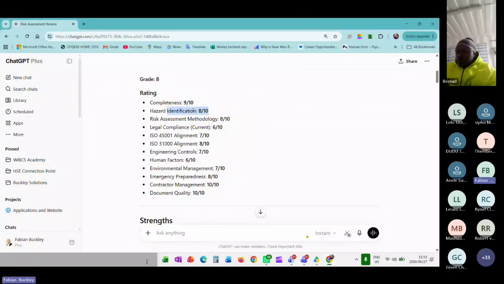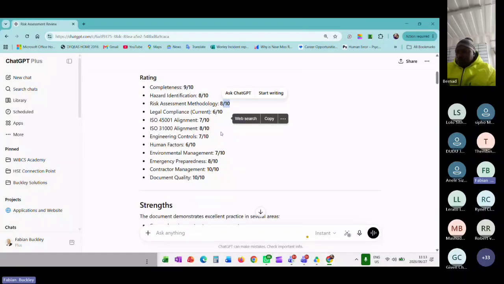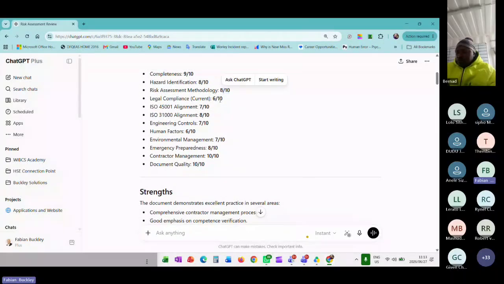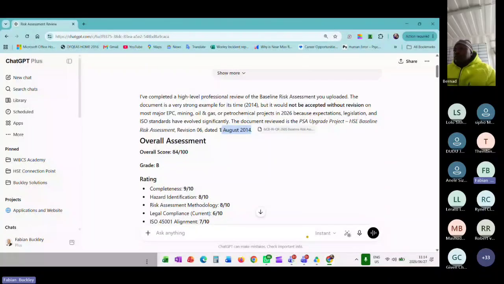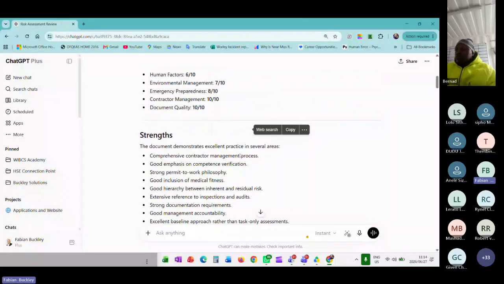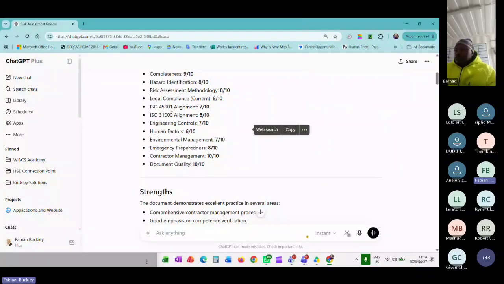And you would have identified as well that there were some changes. It was still giving the old construction regulation references at the time, because you remember that construction regulations only came out, even though it was promulgated in 2014, we only started really using it from 2015. Okay. And then you would see aspects of ISO 45001 alignment, also taking into consideration this was during OHSAS 18001 time. ISO 31000 alignment is not bad, 8 out of 10.